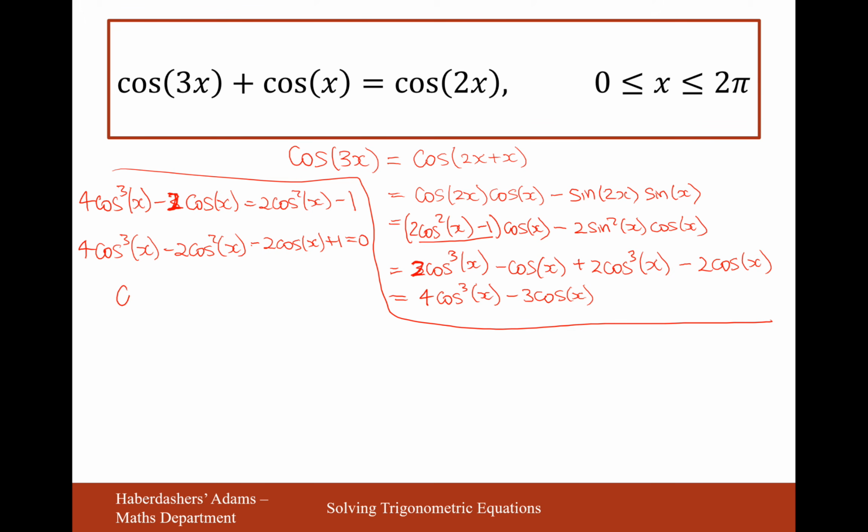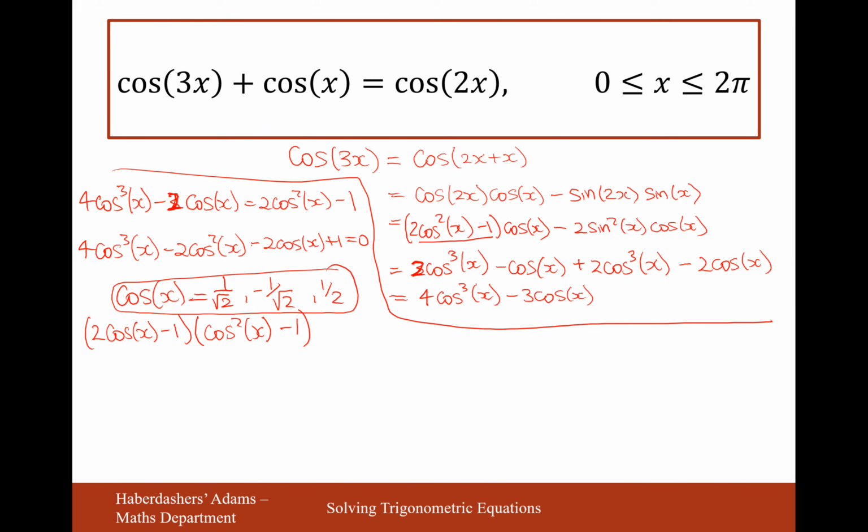Okay, the next thing to do will be to go into your cubic polynomial solver and solve this cubic polynomial. And the calculator gives us 1 over root 2, minus 1 over root 2 and a half. Now, probably the reason for that is we could factorize it into 2 cos x minus 1 and then cos squared x minus 1 over 2 as well. And you can see that if you expand that, you'll get the line above. So these are our 3 little baby equations that now need solving.